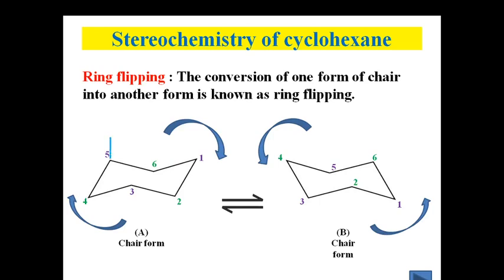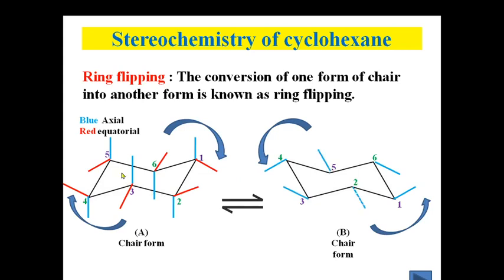Now, one of the important things in ring flipping: I have shown the axial and equatorial bonds here. The blue bonds are all the axial bonds, and the red bonds are the equatorial bonds. So what happens during ring flipping? All equatorial bonds, if you see now, all equatorial bonds that are red.